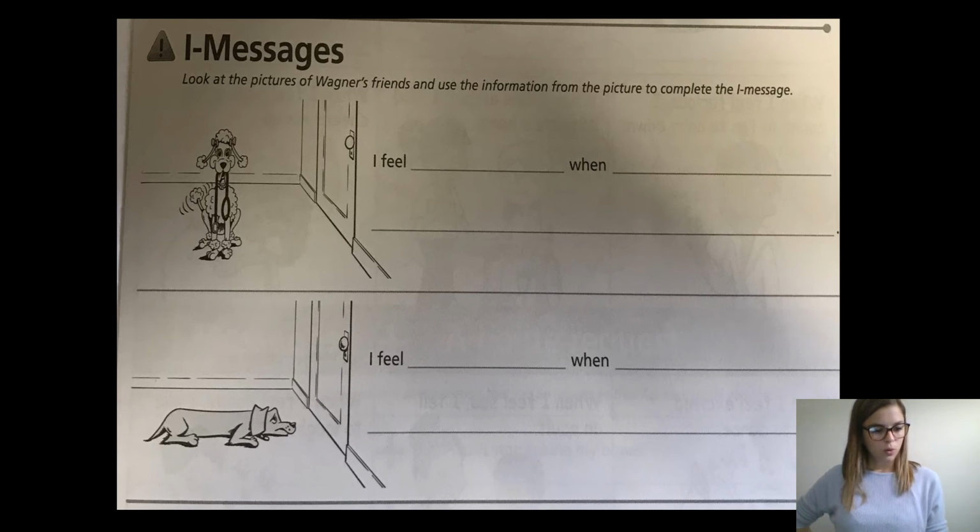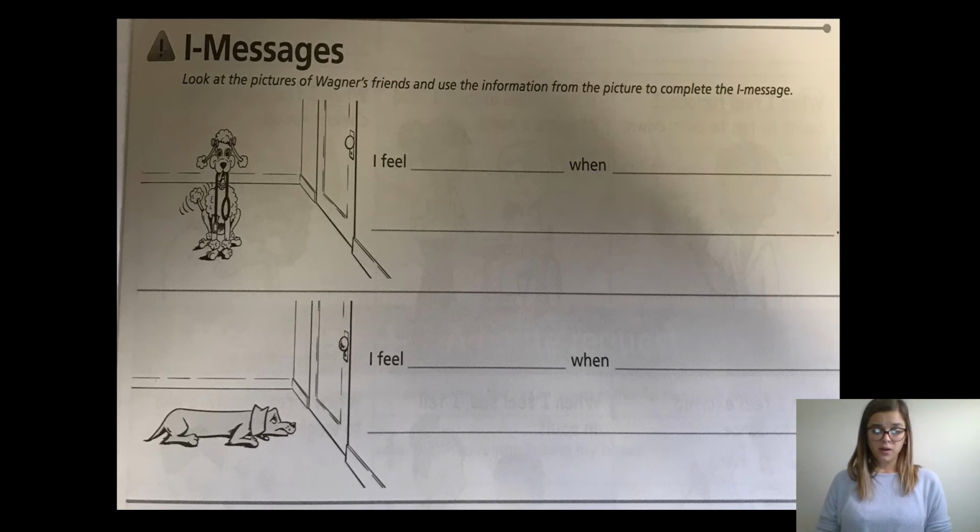Yes. So let's look at Fifi, okay? So we're going to help Fifi complete an iMessage statement, okay? So look at her picture. She's got her leash in her mouth. She looks like she's wagging her tail, right? So looks like she's happy. So let's say, I feel happy when, looks like she's about ready to go for a walk, when my human takes me on a walk. Okay, so that's an I statement. So Fifi's feeling happy when her human takes her for a walk.